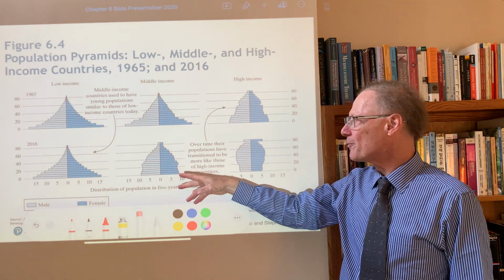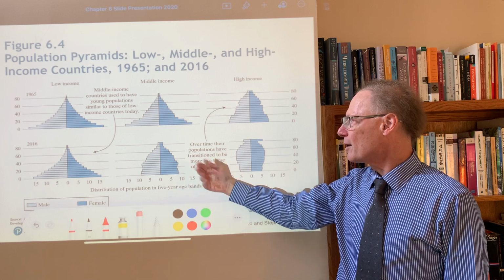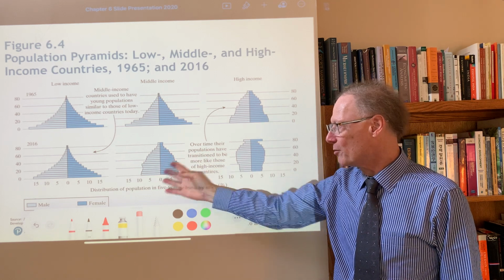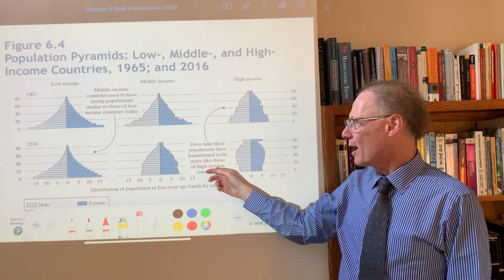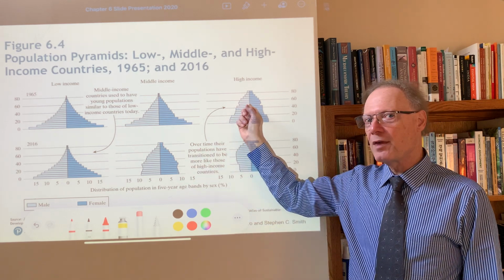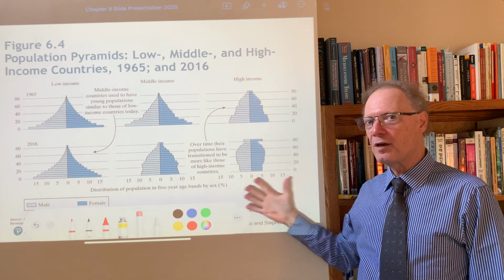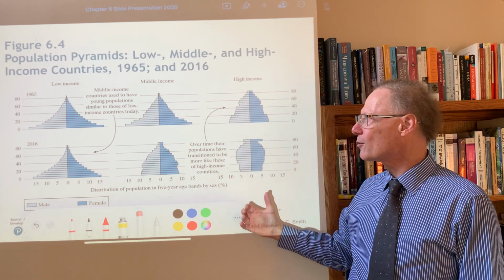But at the same time, over time, the middle-income countries of today have come to resemble much more the high-income countries as they appeared back in 1965. So I think this is an interesting way to think about the transition overall.